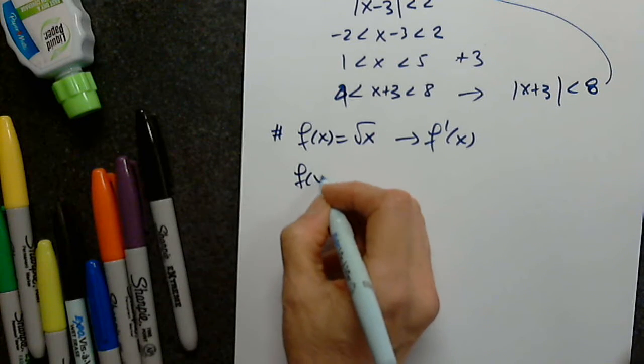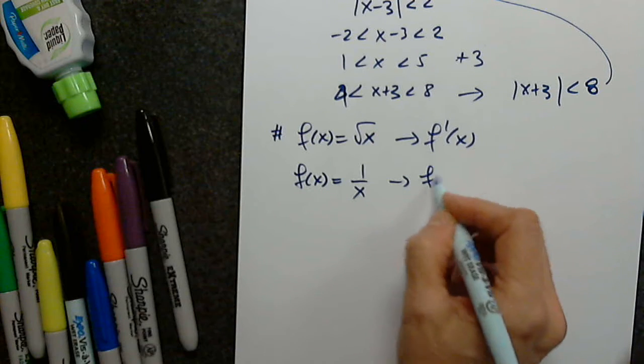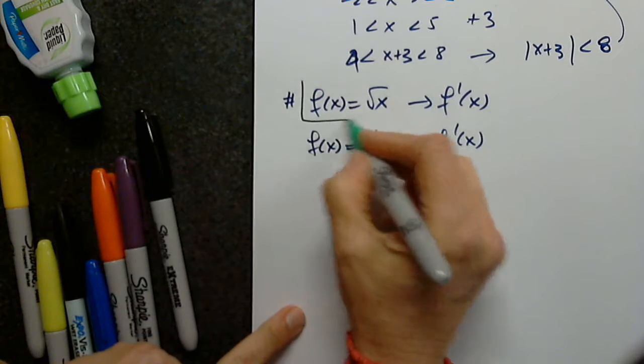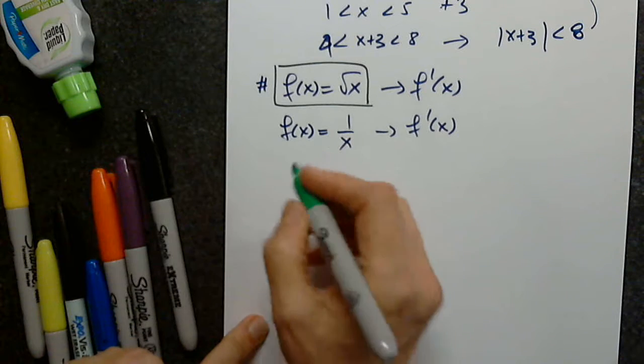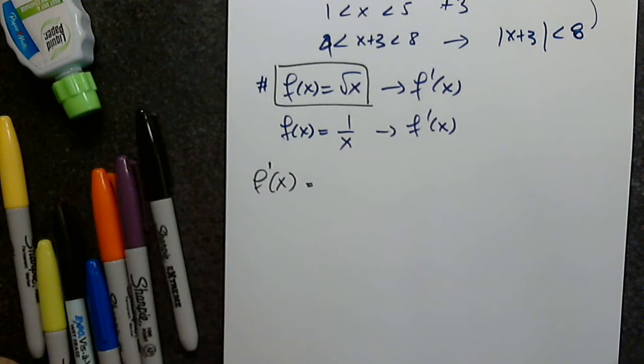So let's look at f of x equals 1 over x. So we want to find f prime of x. So far we have not learned differentiation rules. We will learn them in chapter 3. But for now, we only have the definition. So let's start with the square root of x. So we are asked to find the derivative for f of x equals the square root of x, f prime of x, using the definition.